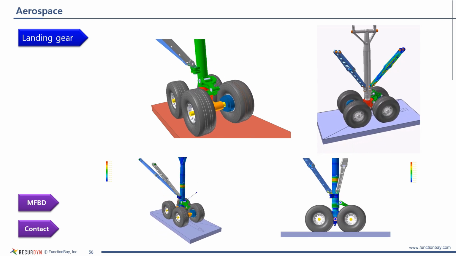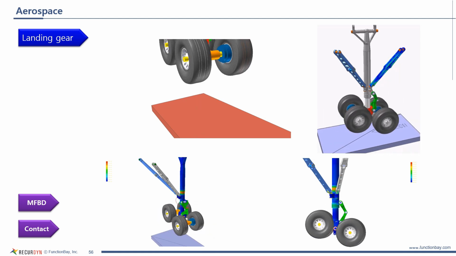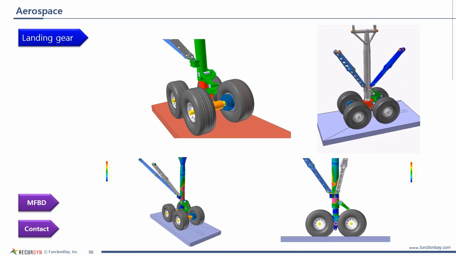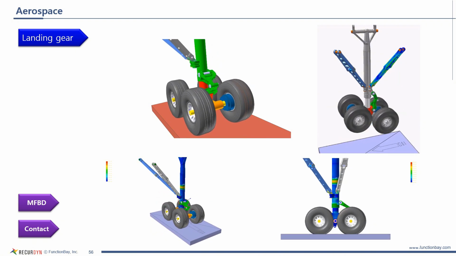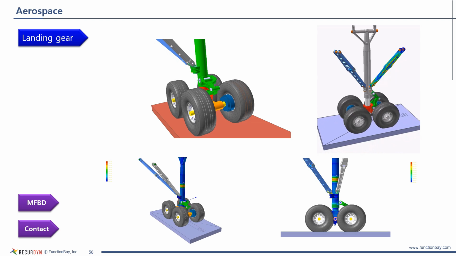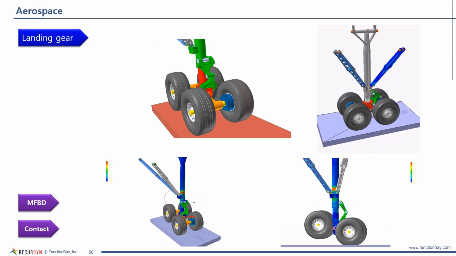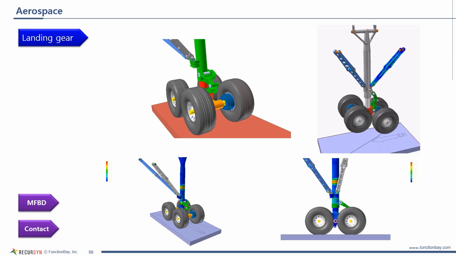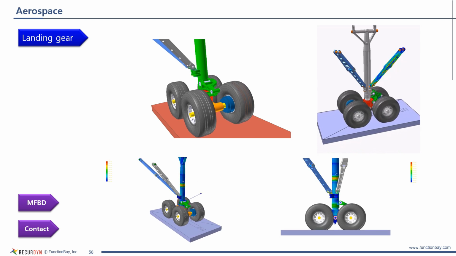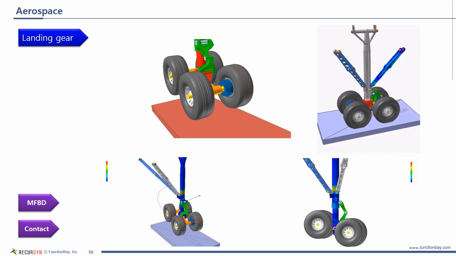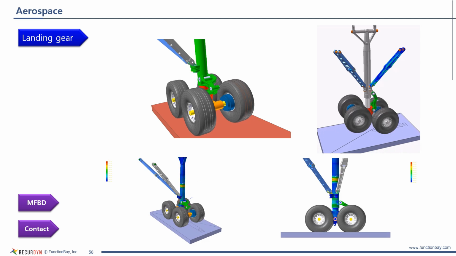Therefore, it is crucial to ensure that the landing gear operates in a way that prevents dynamic loads from damaging any of the components within the system. Verifying this through dynamic analysis can help identify potential weaknesses and ensure the durability and safety of the landing gear under high impact conditions.